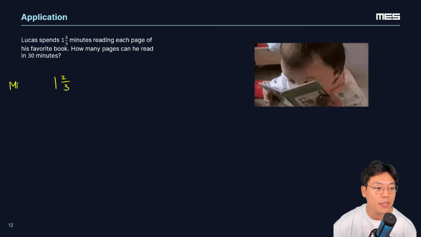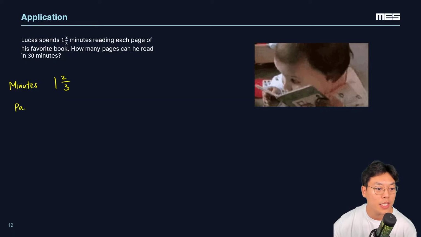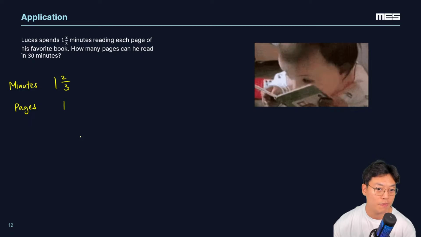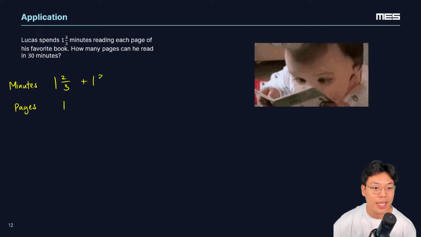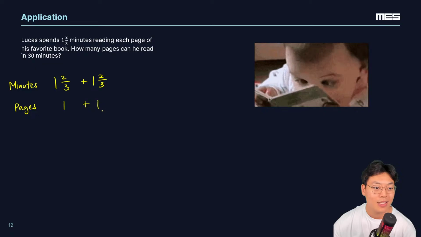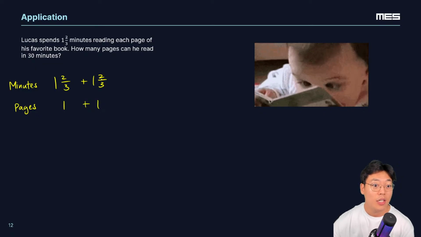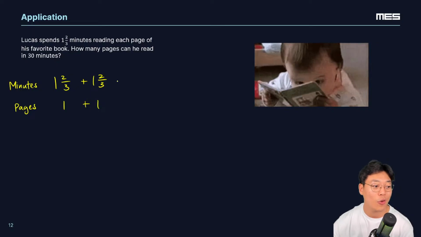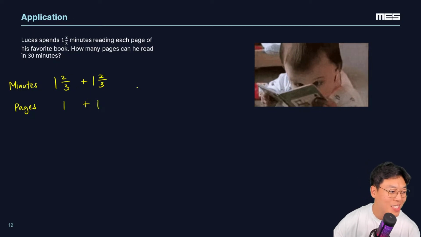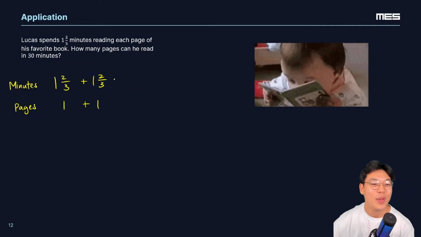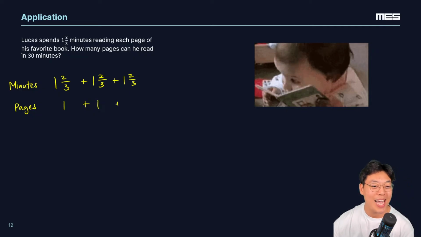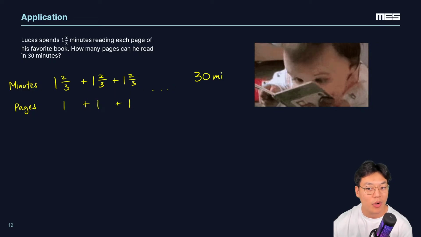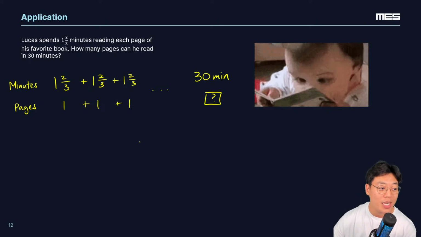I'm going to put minutes here and pages here. So after 1 2/3 of a minute, Lucas has read one page. Let's say another 1 2/3 passes. We have another page. That's 2 pages. Total, if we added these fractions, we would have 3 and 1/3 minutes. More than 15 minutes, less than 30 minutes. We add another 1 2/3 of a minute. We're adding another page. And we're going to continue to do this until we get to the 30-minute mark. And what we're curious about is how many pages.